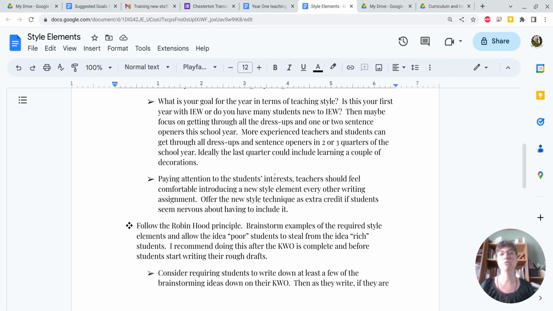If you have some students who are nervous about a new one, a really easy way is to just make it extra credit for an assignment or two. And the students who are ready for it are going to be happy to put it on there, and those who are struggling with it can take a little more time.